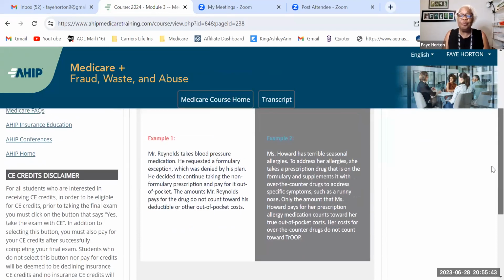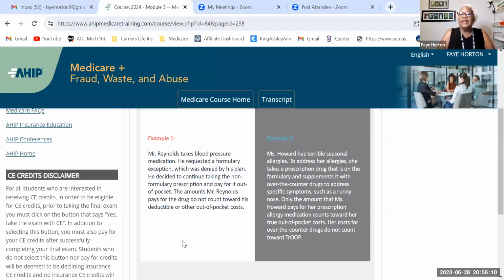Let's look at some TrOOP examples. Mr. Reynolds takes blood pressure medication. He requested a formulary exception, which was denied by his plan. He decided to continue taking the non-formulary prescription and pay for it out of pocket. The amounts Mr. Reynolds pays for the drug do not count towards his deductible or other out-of-pocket costs.